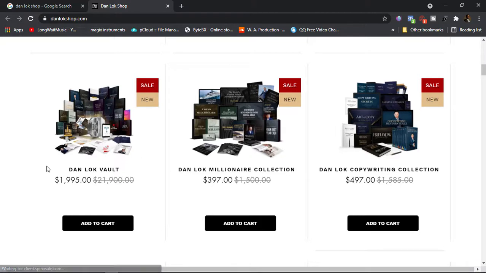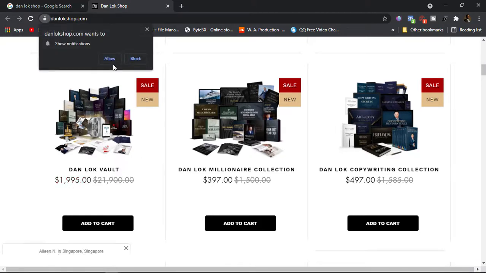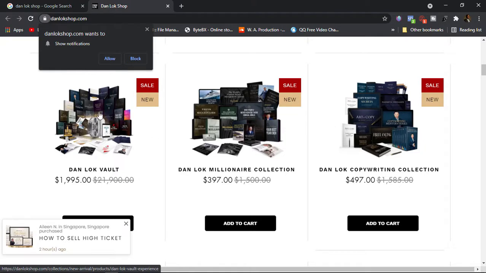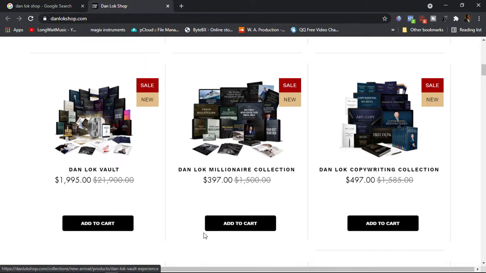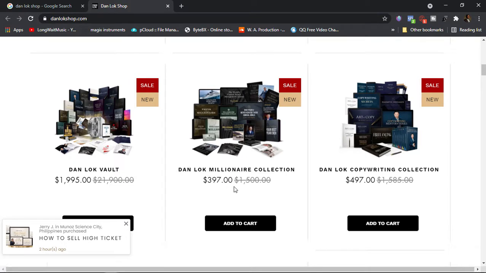Then you see bundles here. Now you can see 1,995. I could consider this a mid ticket, or somebody could say high ticket, depending on what you are working with, depending on the country and stuff like that. The Unlock Millionaire Collection, this is 397. This is a mid ticket offer.